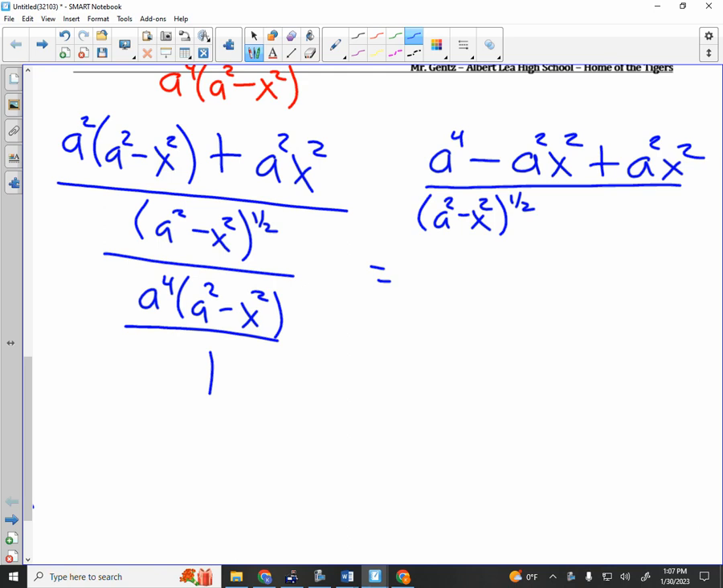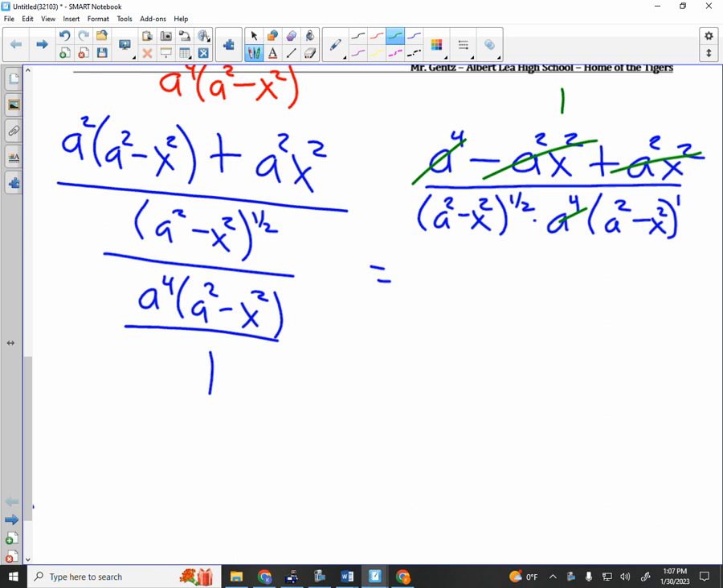And can everybody see if I were to multiply by the reciprocal, then this thing just joins down in the denominator? So I have times a to the fourth times a squared minus x squared to the 1. What happens on the numerator? The a squared x squareds are gone. What are you left with in the top? A to the fourth. What do you notice about the bottom? It's also an a to the fourth in the bottom. So we're left with 1 in the top. What do you notice about these two things?